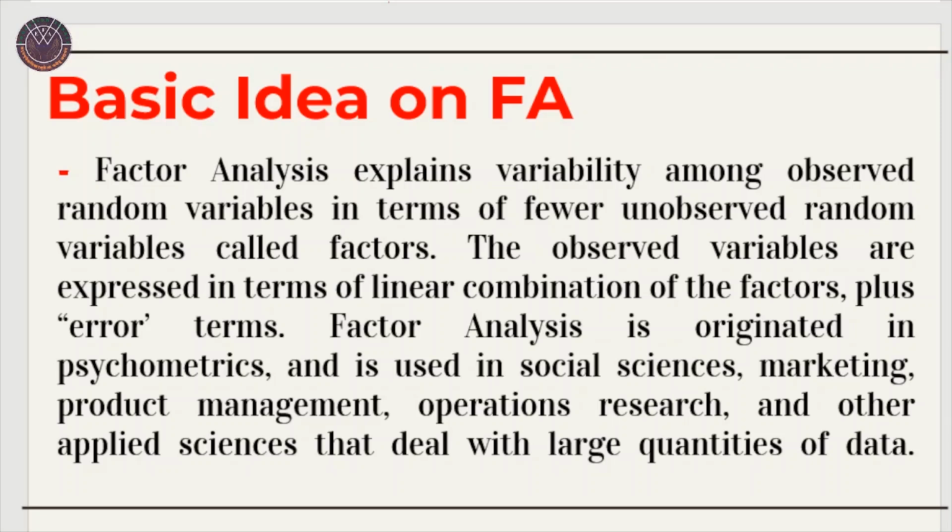Once we perform factor analysis on this set of random variables, we get some unobserved random variables, or latent variables or hidden variables, which are called factors. The observed variables are expressed in terms of a linear combination of the factors plus error terms. Suppose we have 2 or 3 factors, like what I told when I was discussing the test on likeness towards cricket. We got the factors: likeness towards the game, likeness towards the cricket playing country, and likeness towards cricket players. So suppose these 3 factors are there.